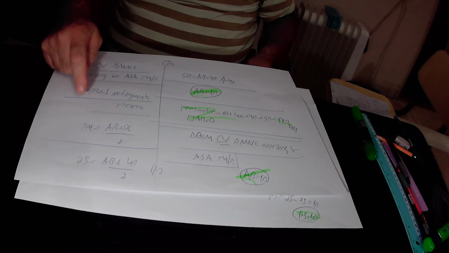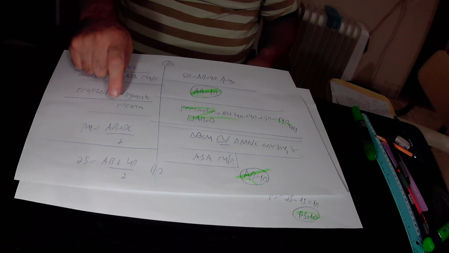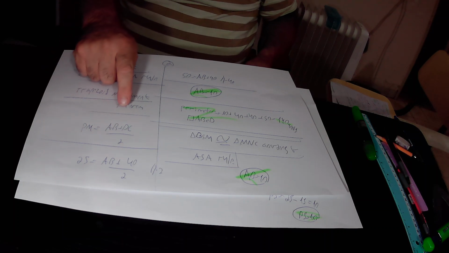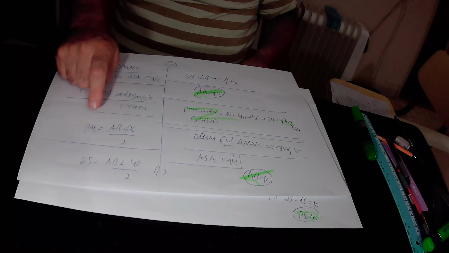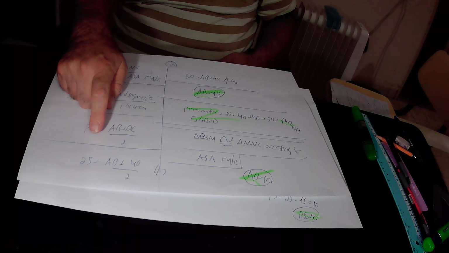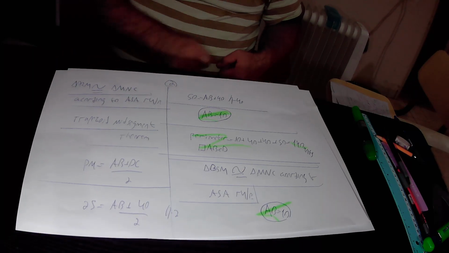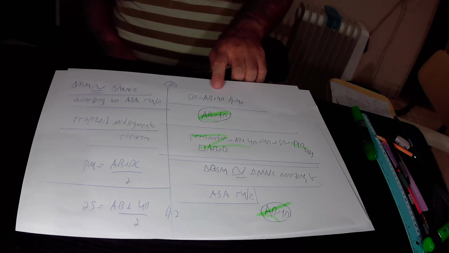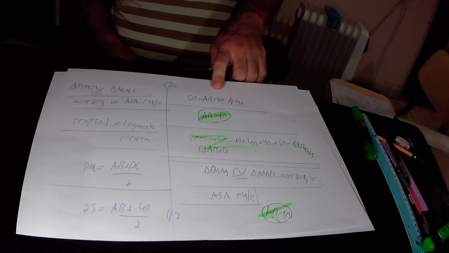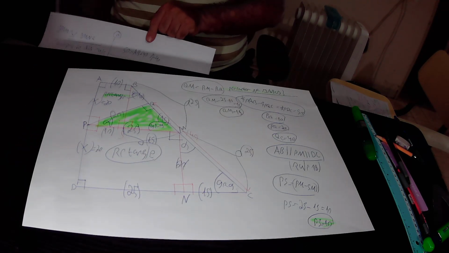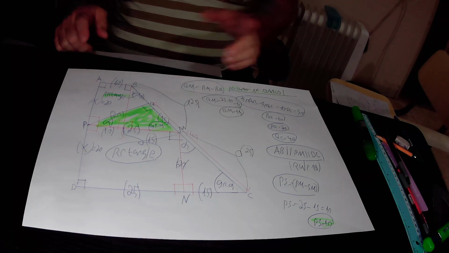So we substitute PM with 25, and it equals (AB plus DC) over 2, where AB is the missing side and DC is 40. Here we multiply this equation by 2 and find that 25 times 2 is 50. So 50 equals AB plus 40. Here we subtract 40 and find that AB equals 50 minus 40, which is 10. So we found that the missing side AB equals 10 units in length.